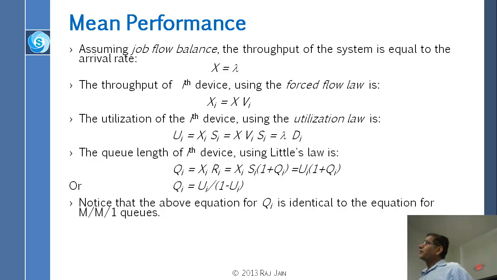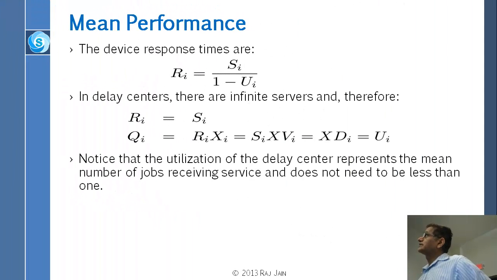So the mean device response time is Si upon 1 minus Ui. Again, for M/M/1 queue, we know that one. So this would have been 1 upon mu divided by 1 minus rho. And then the delay centers, these formulas are for M/M/1 queue.